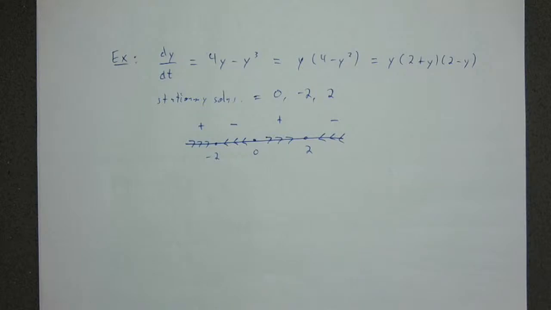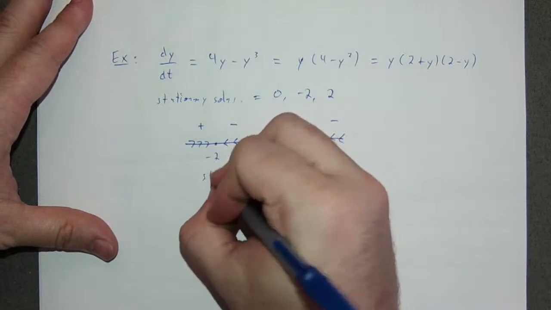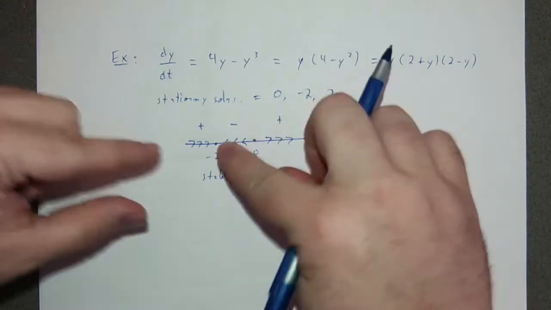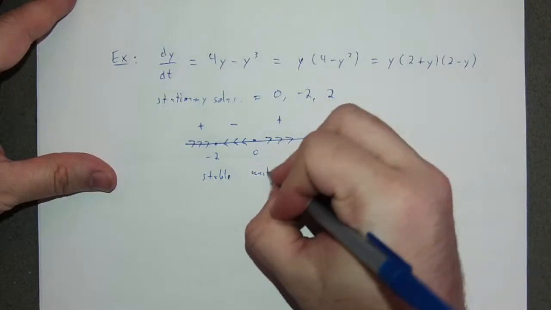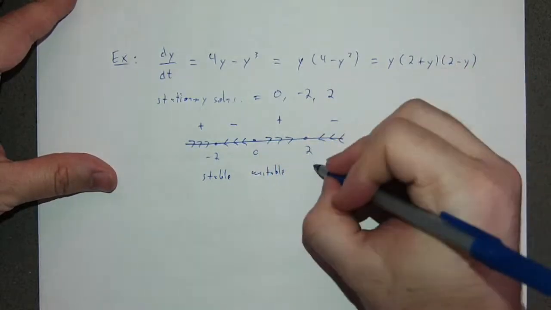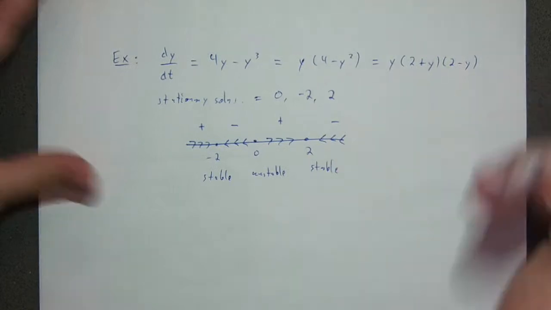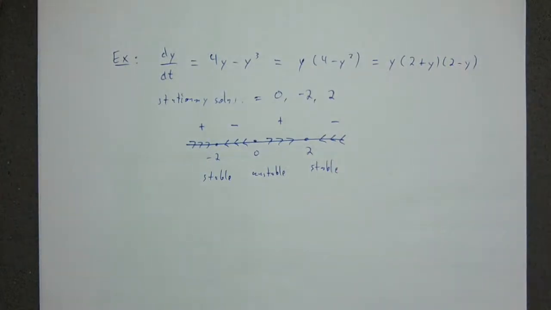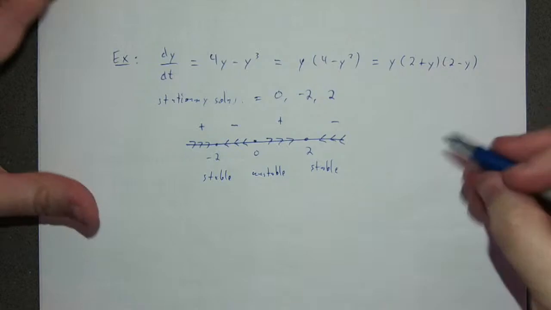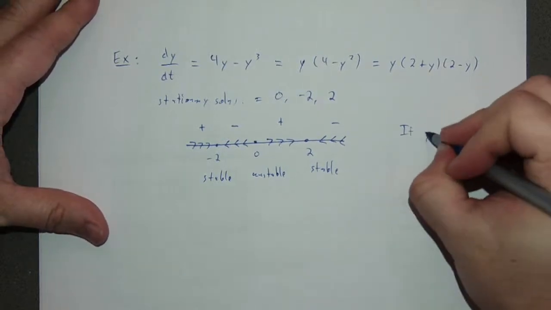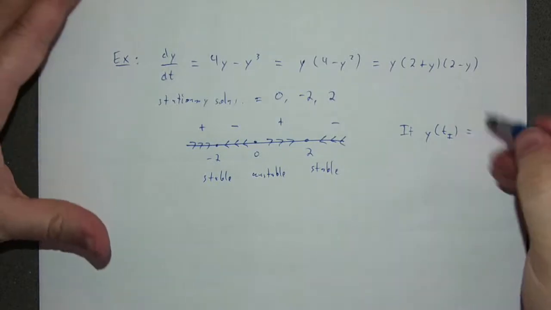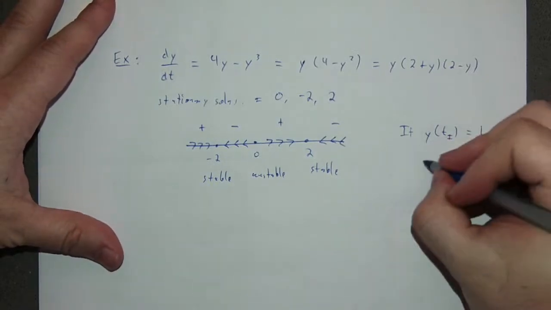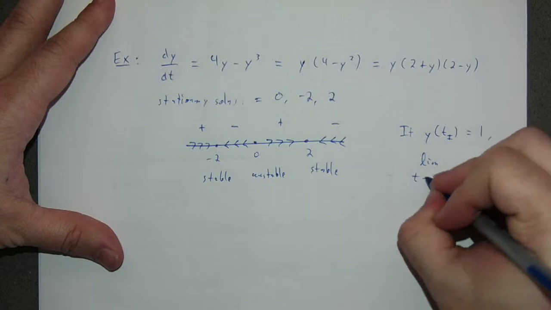So, quick question from this. Which of these are stable, which are unstable? Well, minus 2 is stable, right? The arrows on both sides are moving towards it. 0 is unstable. 2 is stable, for the same reason. If y has initial value, say 1, what is the limit as t goes to infinity?